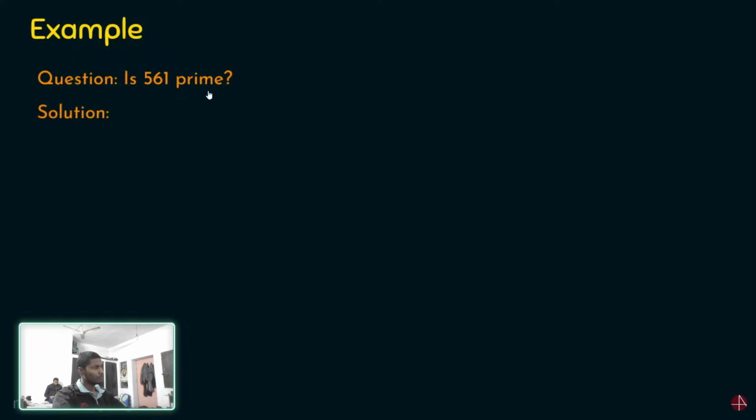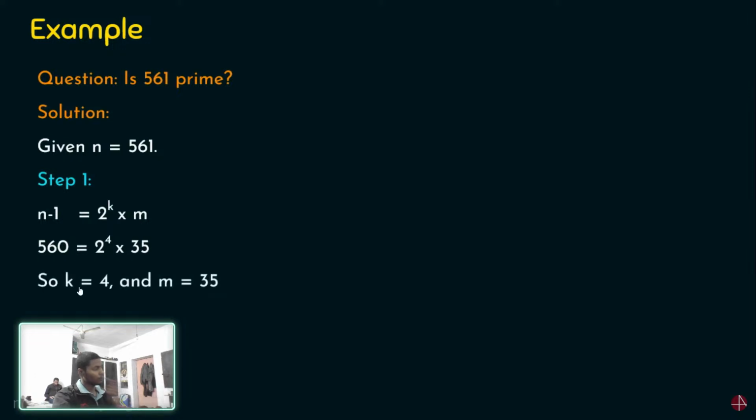Before going into step number 1, let's see what is the value of n. n is 561, which is given in the question. Alright, let's move on to step number 1. In step number 1, we are going to find n minus 1 is equal to 2 power k into m. n is given, which is 561. Then what is n minus 1? So 561 minus 1, which is 560. I'm rewriting 560 as 2 to the power 4 into 35. So we can write 560 in powers of 2 as 2 power 4 multiplied by 35. From this, we are finding two values: one is k and the other one is m. So what is the value of k here? It is 4.